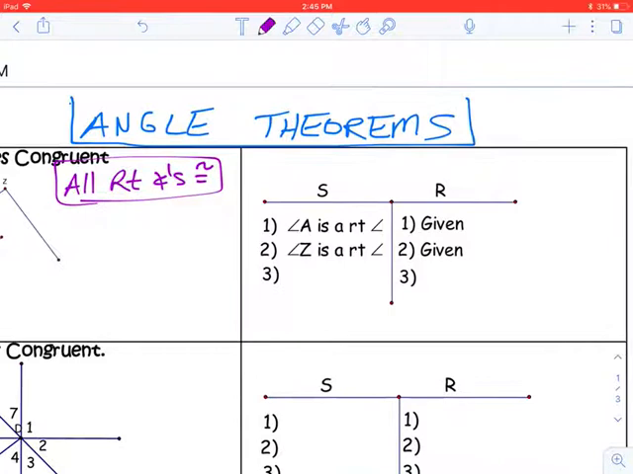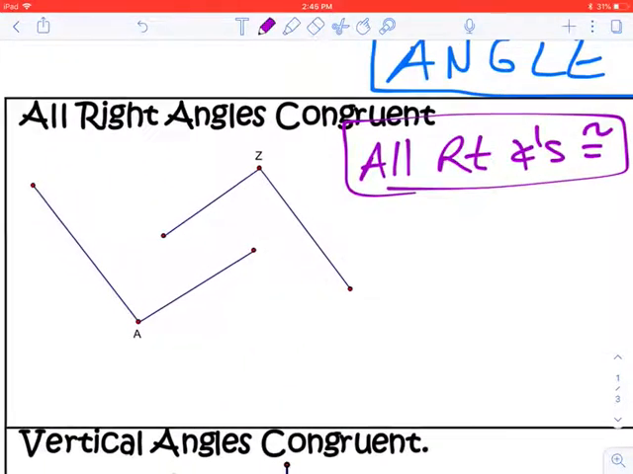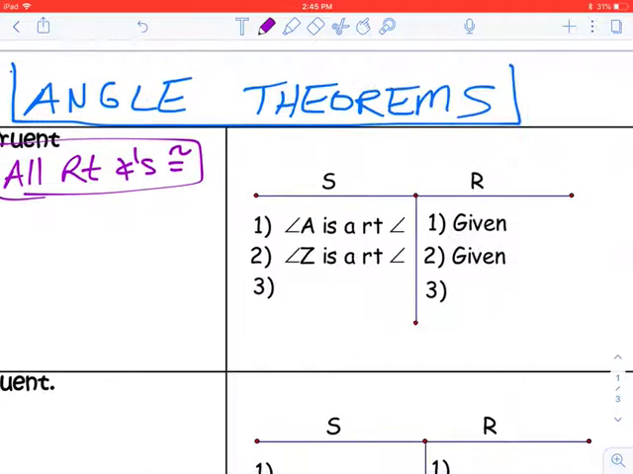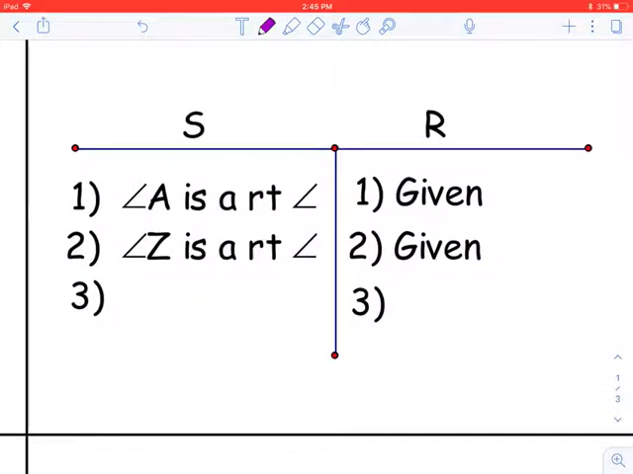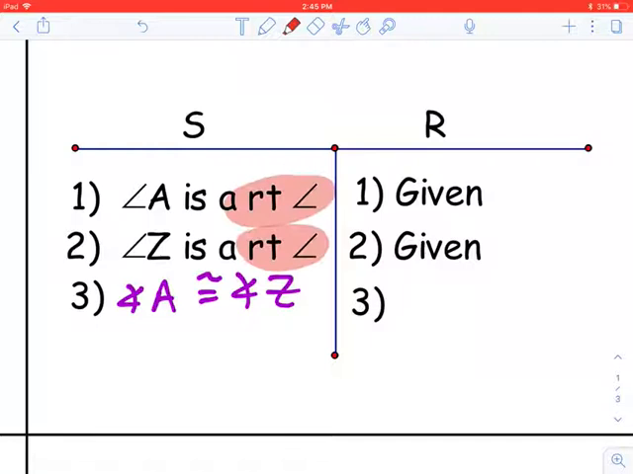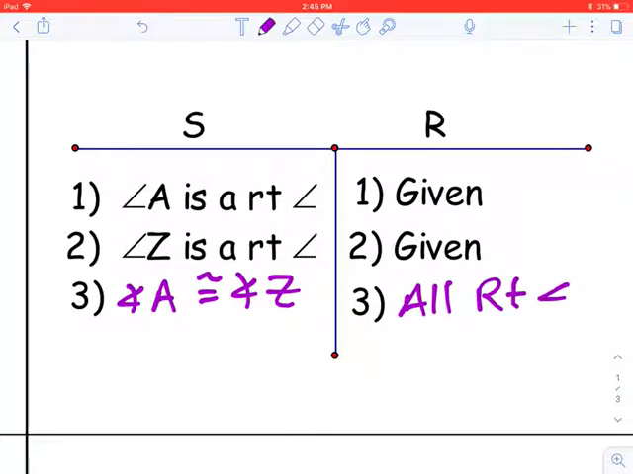But basically, what we're saying is if you have two right angles, you know these two things are right angles. Maybe they're given to you, maybe you have to find them. But if there's two right angles, you can say those are congruent. So in this case, angle A is congruent to angle Z because they're both right angles. Okay? And the reason I know that is because of this theorem. All right angles are congruent.